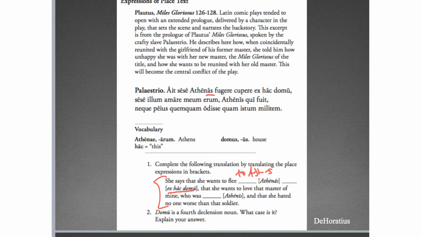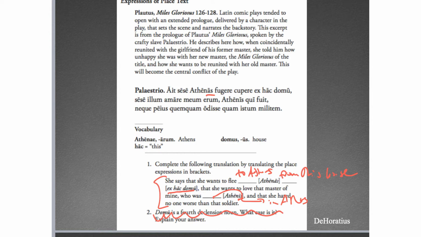All right, ex hoc domu. All right, so remember now with ex, that's going to be place from which. Again, a or ex just means from. So from this house. All right, that she wants to love that master of mine who was, note that Athenes is now ablative, in Athens, running out of space. All right, and that she hated no one worse than that soldier. All right, and we can skip that one.